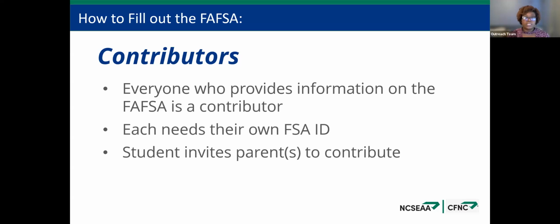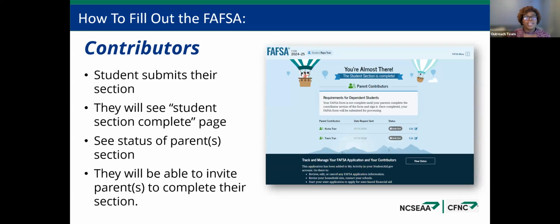There's a series of questions that they would have to answer about themselves, about their demographics, about their plans for school, what colleges they want to send their FAFSA to. And then the student would need the parent's first and last name, date of birth, email address, and social security number. And that student would then invite their parents to contribute to their FAFSA.